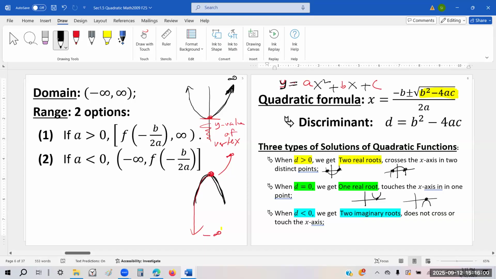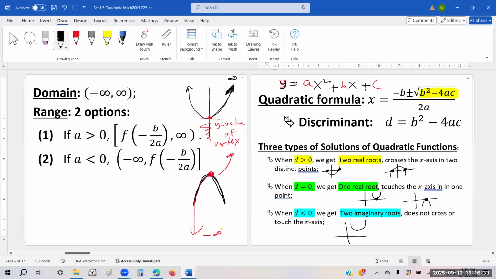And lastly, when your discriminant is negative, it means you have a negative number under the square root. We know a negative number under the square root doesn't exist, right? So we don't get any real solution anymore. We get imaginary solutions. But we have two of them, one is plus and one is minus. So we get two imaginary solutions. They are not real. We cannot see them.